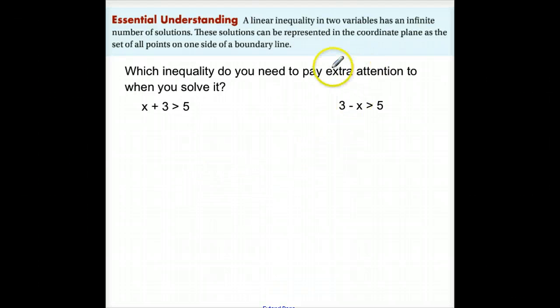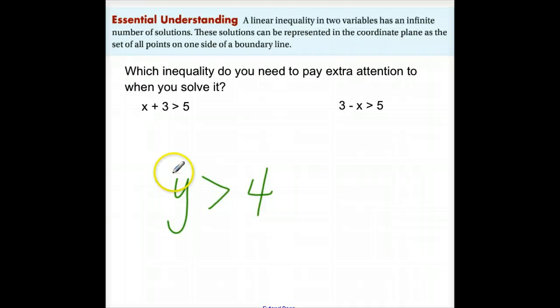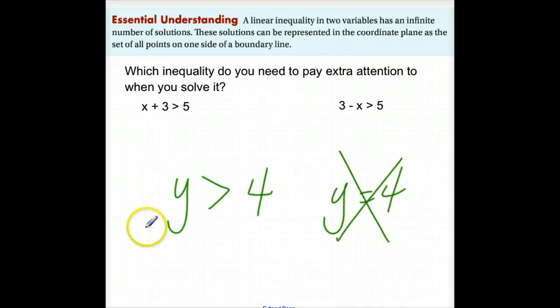We talked about in previous chapters that when you have an inequality, for example, y is greater than 4, there are many solutions for y, whereas y equals 4 has only one solution. So we can learn how to graph all of these solutions by solving the inequality system.